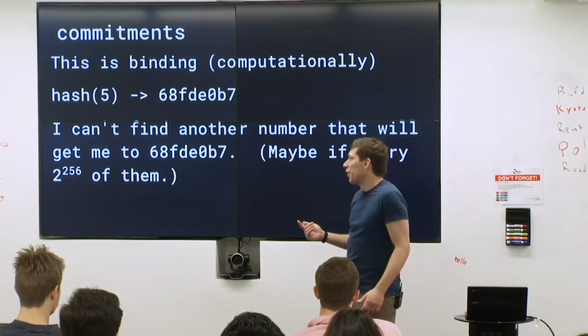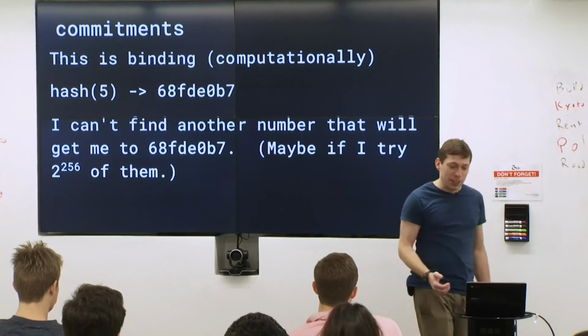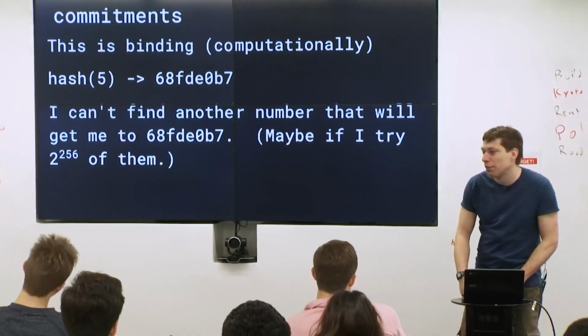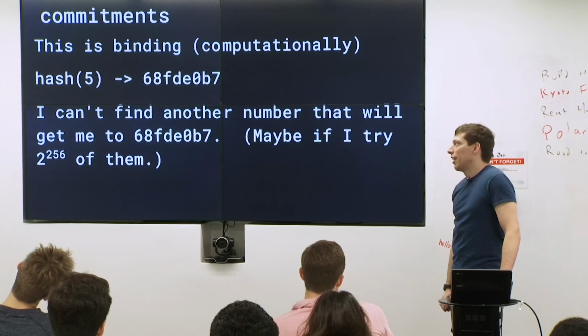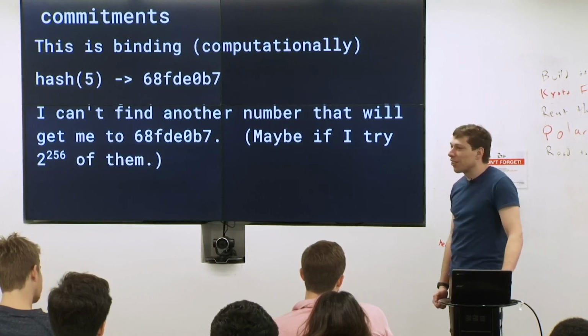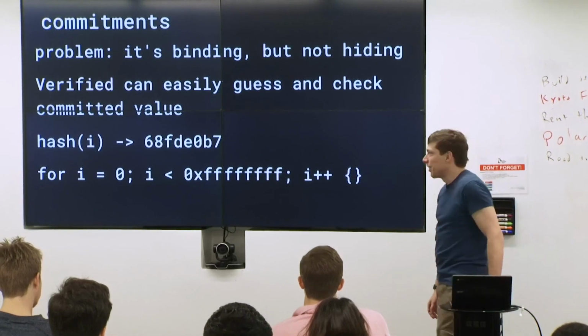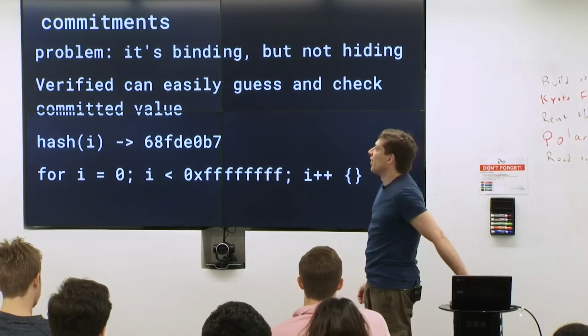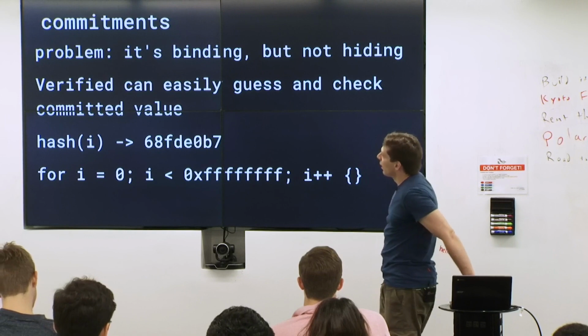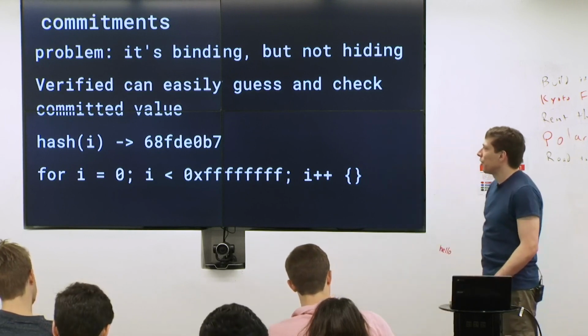Right? So if I'm committing to a number, I'm just like, okay, I'm going to commit to the number of pizzas I'm ordering at my party. And everyone's wondering, how many pizzas are you going to order? Well, I just kind of try things, right? It's binding, but it's not hiding. So the verifier can easily guess and check the committed value, right?